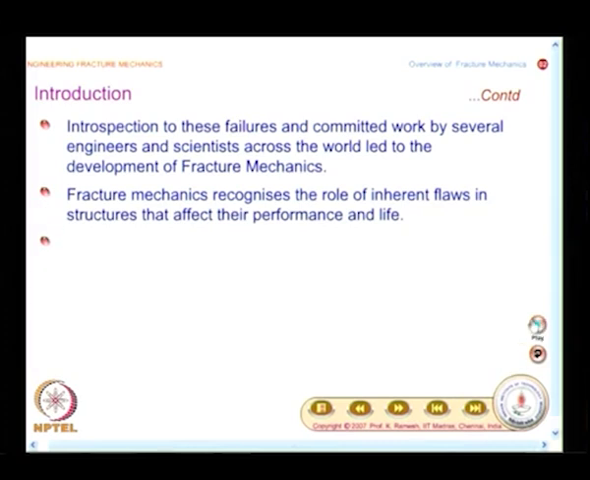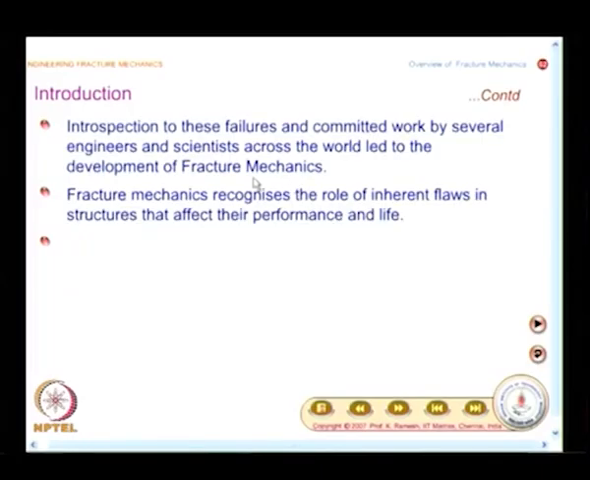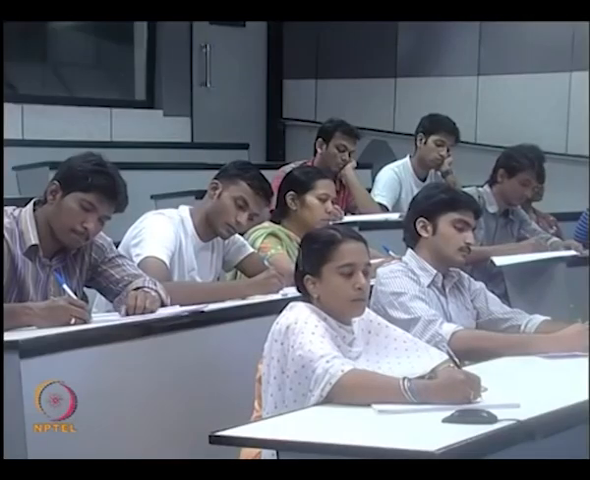So, what is fundamentally different in fracture mechanics? See, you have been studying strength of materials or mechanics of solids or advanced mechanics of solids. In all those courses, you have idealized the material as homogeneous and an elastic continuum. You never recognized inherent flaws. Some of the spectacular failures have shown that inherent flaws grow in service and they lead to failure. So, the fundamental aspect of fracture mechanics is that it recognizes the role of inherent flaws in structures that affect their performance and life. So, you need to understand this.